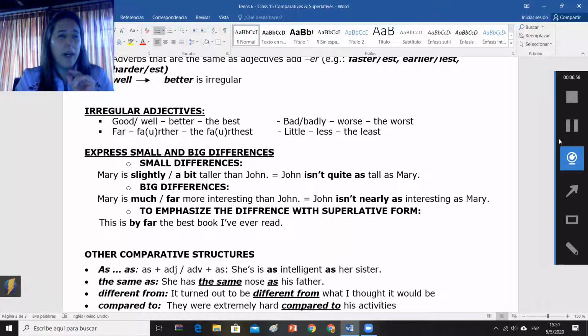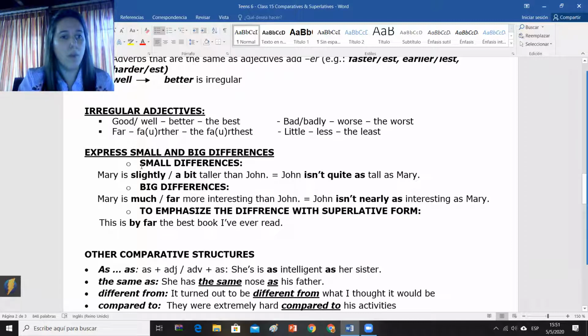Es un poquito más caro. No es tan caro. So if we want to express that difference is small, we can add the words slightly or a bit before the comparative. Okay? Mary is slightly, a bit taller than John.